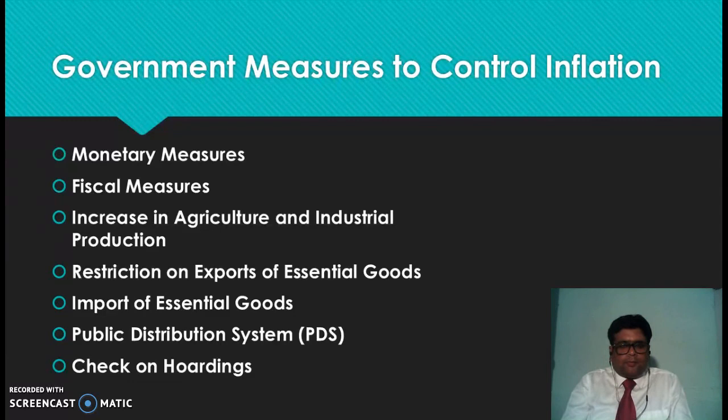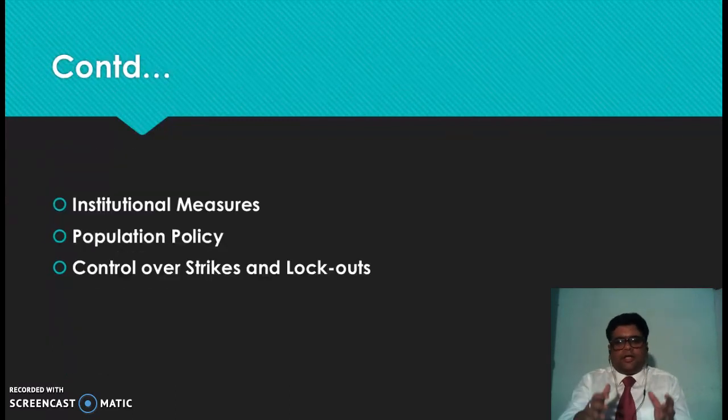Then PDS, the public distribution system, or rationing for a layman. In rationing or PDS, the government provides certain essential goods like rice, wheat, salt, mustard oil, and goods like that at a subsidized, lower rate, so that everyone can consume them. Then a check on hoarding. We need to curb this menace also.